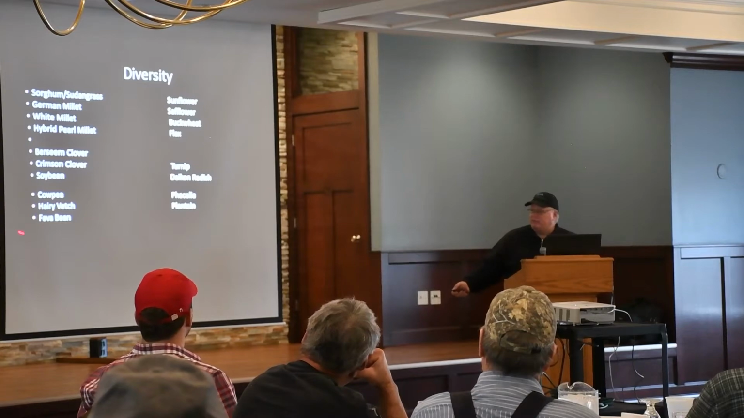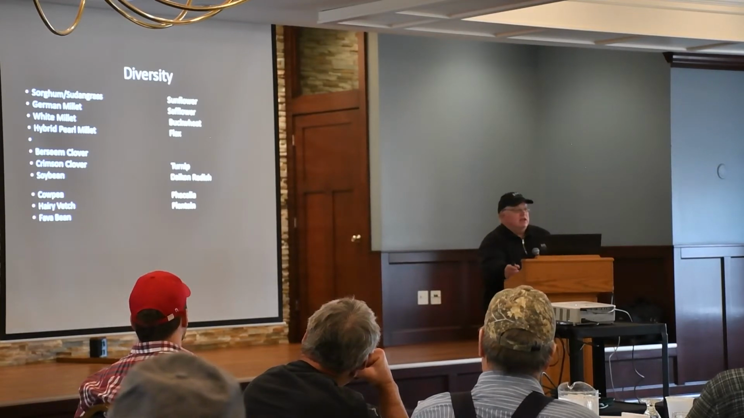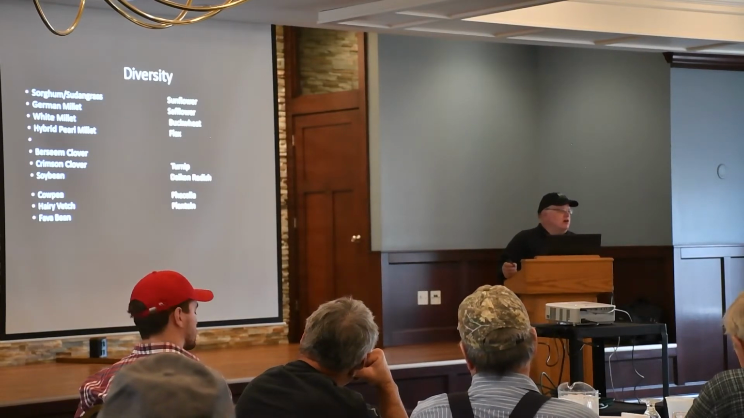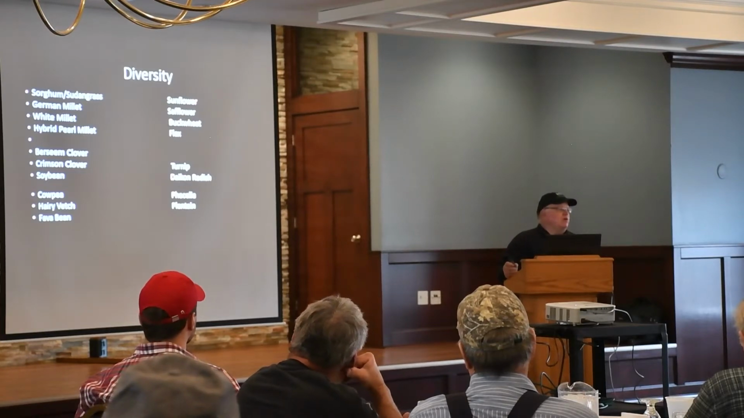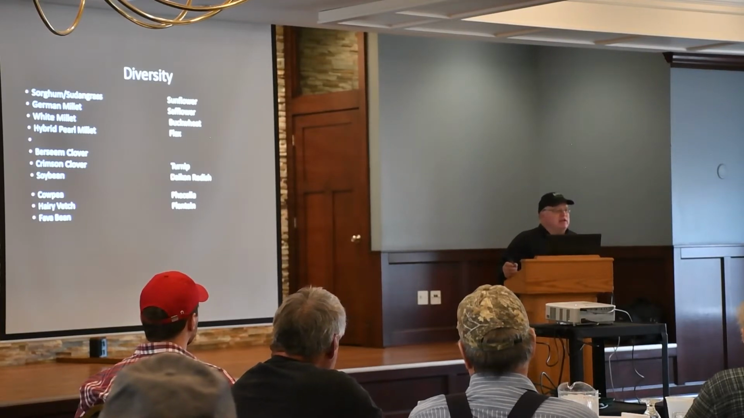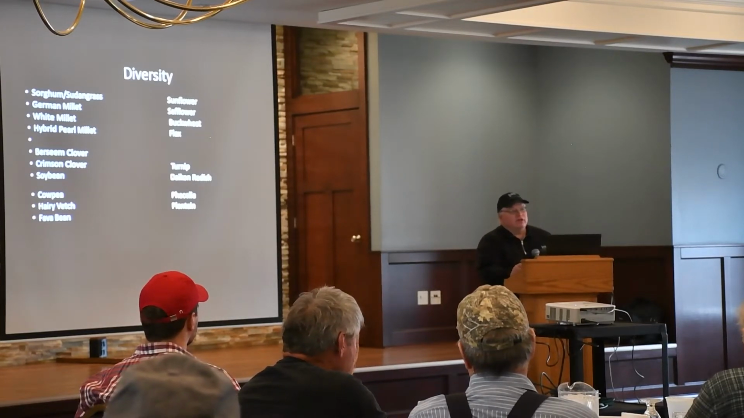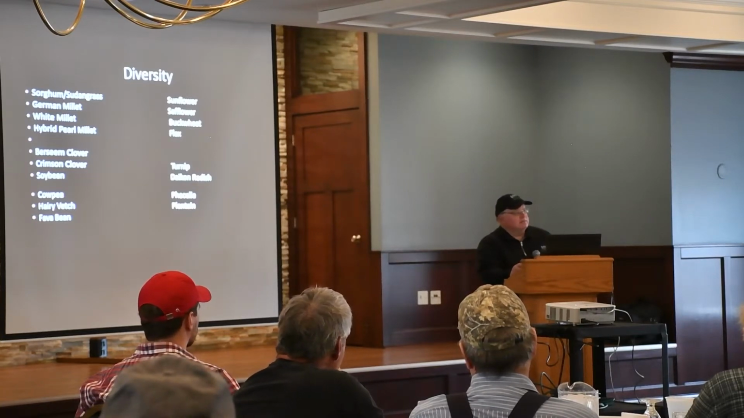Cowpeas, hairy vetch, fava beans. Now you might say, boy, you got a lot of legumes in this mix. What do you think the percentage of legumes are in a native ecosystem? Any guess? If you went out and counted all the different plant species, about what percentage in a healthy ecosystem are legumes? 25. Anybody else want to guess? Pushing 40.